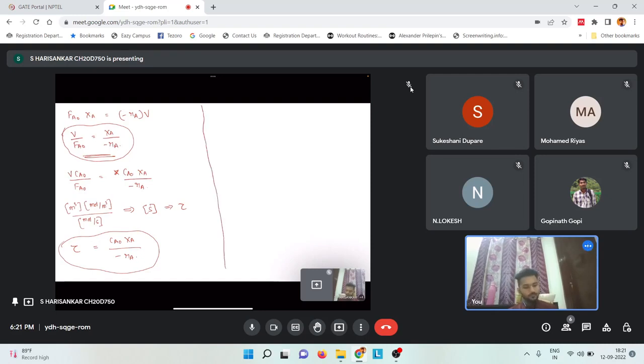And we can again make this into a different form. We know that CA is equal to CA0 into 1 minus XA, so basically CA0 minus CA is equal to CA0 XA. Just substitute this CA0 XA here and we'll get tau is equal to CA0 minus CA by minus R.